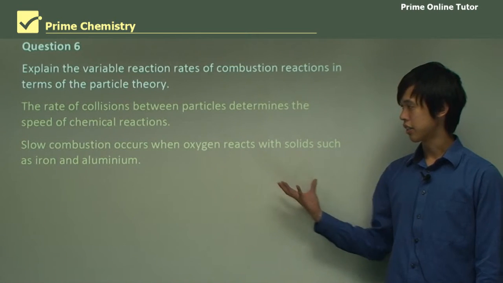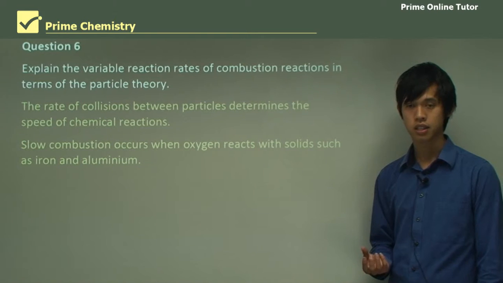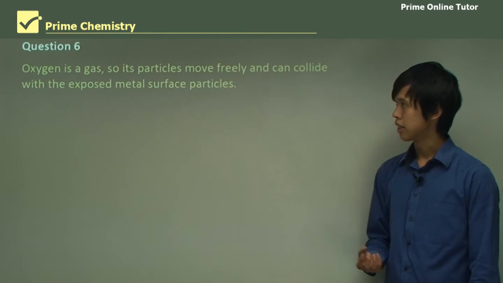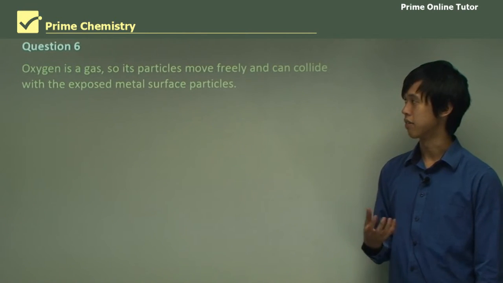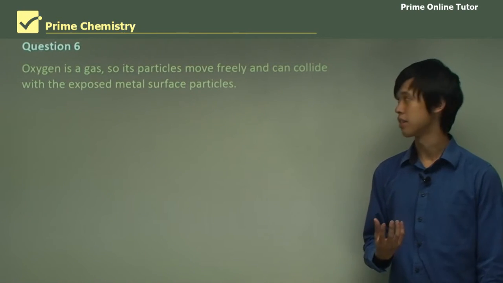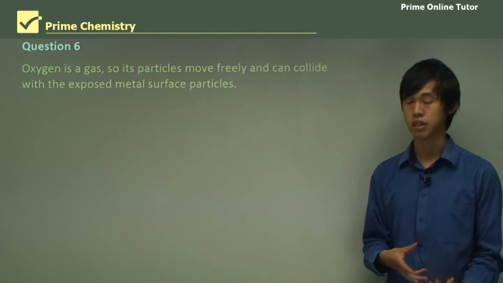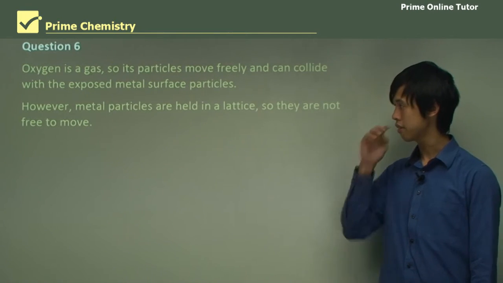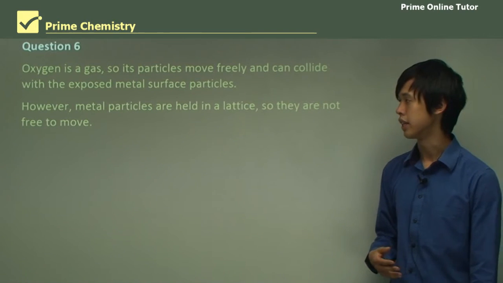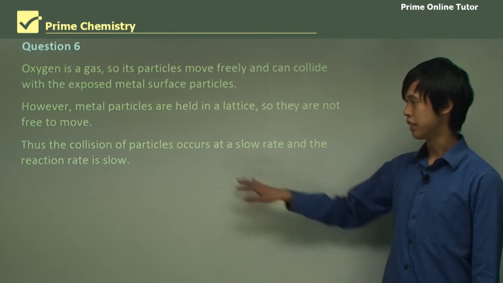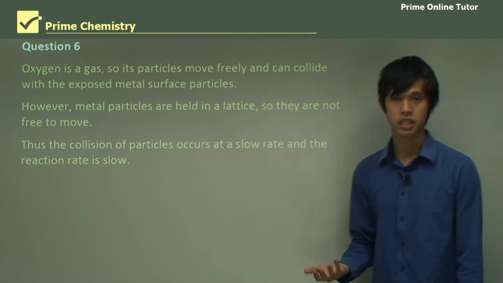So slow combustion occurs when oxygen reacts with solids such as aluminium and iron. Now, oxygen is a gas, so its particles move freely and can collide with the exposed metal surface particles. Okay, so oxygen can move freely, whereas metal atoms cannot. However, metal particles are held in a lattice, so they're not free to move. Okay? Thus, the collision of particles occurs at a slow rate, and the reaction is consequently very slow.